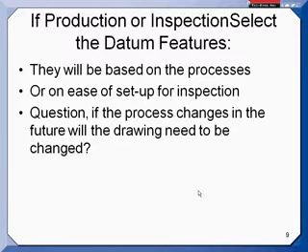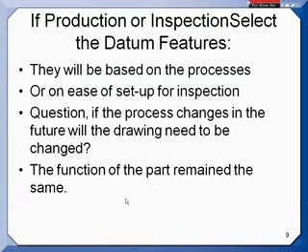The question I often ask then is, if we pick those as datum features on the drawing, and you change the process, you go to a different supplier and they hold the part differently, are you then going to go back and change the drawing? And the answer always comes out, well, no, we're not going to go back and change the drawing. And the reason is, look, the function of the part remained the same. So that's a question that often helps get us off using those processing datums rather than functional datums.